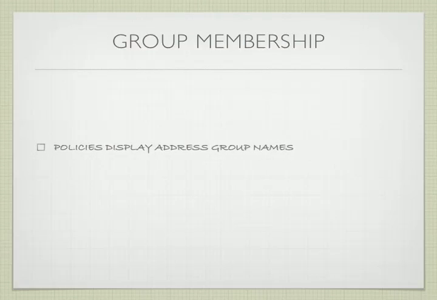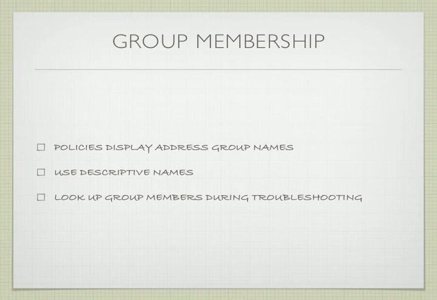Group membership. Policies will display the address group name and not the actual addresses. So you won't be able to see, using this hover technique, the addresses that are in a group. So make sure your names are descriptive and don't overlap, so that it's clear which one you have to pick. And you will have to look up the group members during troubleshooting. If it's not applying and you're using groups, one of the early steps you want to do is go into the group membership list and make sure the addresses you're troubleshooting with are indeed members of the groups you believe they are members of.